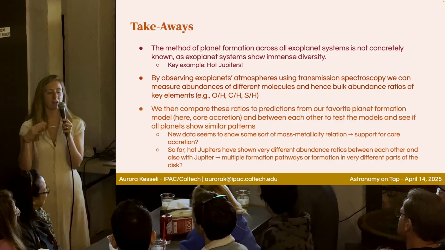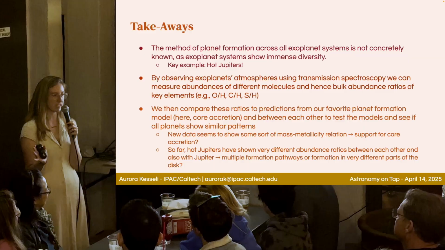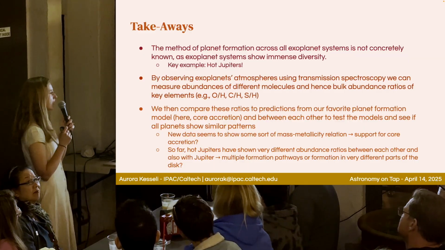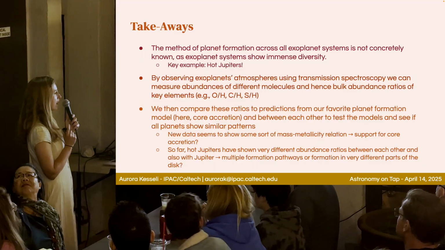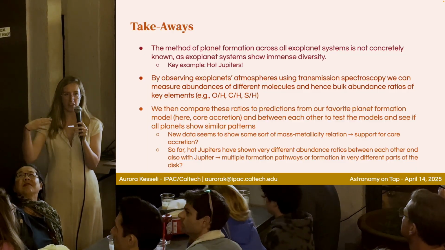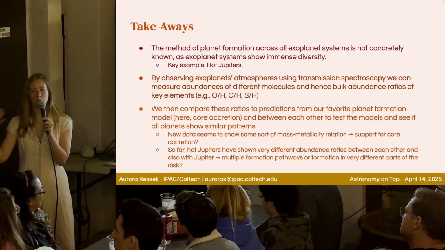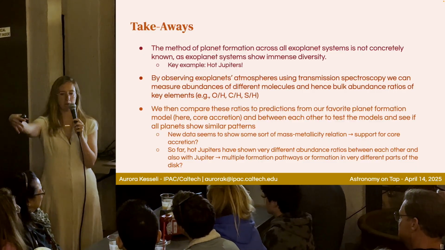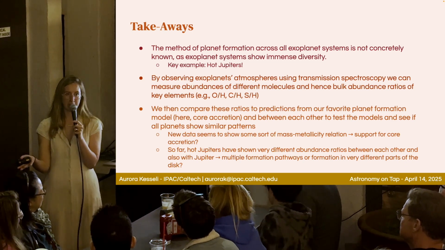It seems like there is some sort of mass metallicity relationship in exoplanets with the data that we currently have, but potentially there's some offset compared to what we have in the solar system. So maybe this is evidence for core accretion. And so far, hot Jupiters have shown different abundance ratios between each other and potentially with Jupiter. And so maybe this is saying that there are multiple formation pathways for giant planets. They don't all have to form at a Jupiter distance and migrate. There could be some differences in how these planets form.